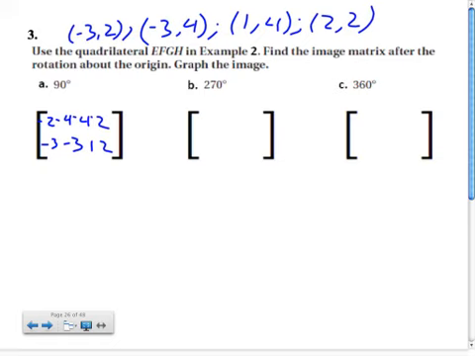270's exactly the opposite. Flip-flop. So I'm still going to have 2, 4, 4, 2. And then you take the opposite of the new y value. So 3, 3, -1, -2. And then obviously 360 is going to be the same thing, okay? So it's not going to rotate at all. Well, I shouldn't say that. It does rotate, but it ends up in the exact same spot. All right? And then we end up with 2, 4, 4, 2. All right? So that's all we're doing.